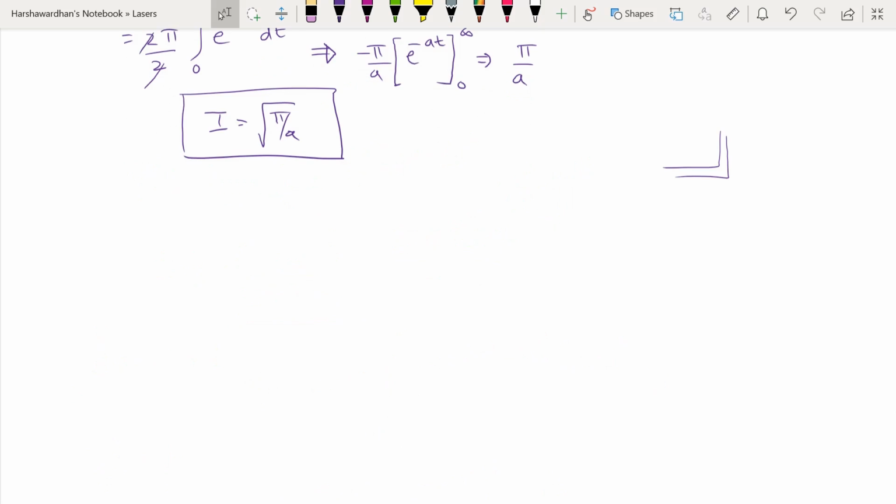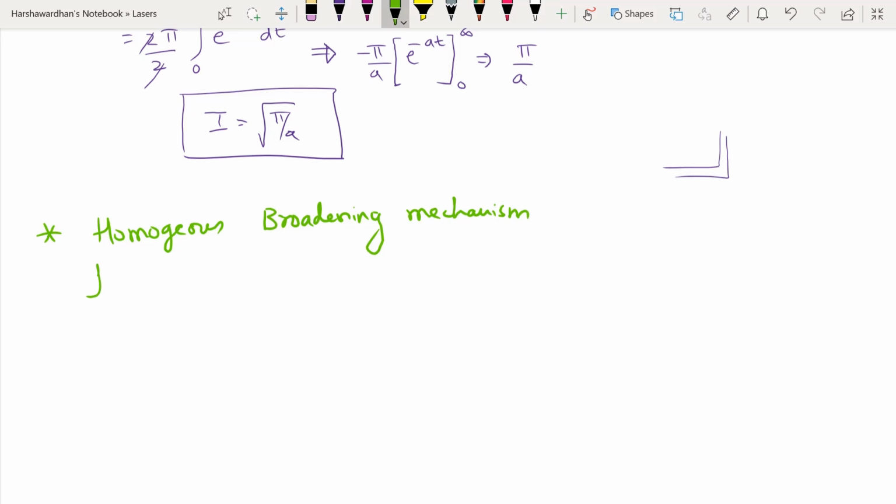There is an important idea that I want to raise now. This has got to do with understanding the nature of broadening. So there are two types of broadening mechanisms. One is called the homogeneous broadening mechanism, and the other one is an inhomogeneous broadening mechanism. And by this, what I mean is the following. By homogeneous, I mean that every atom identically suffers the same broadening mechanism.